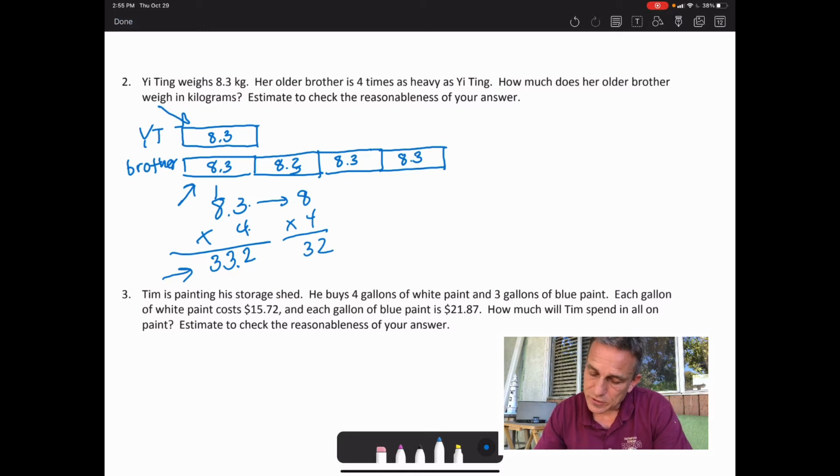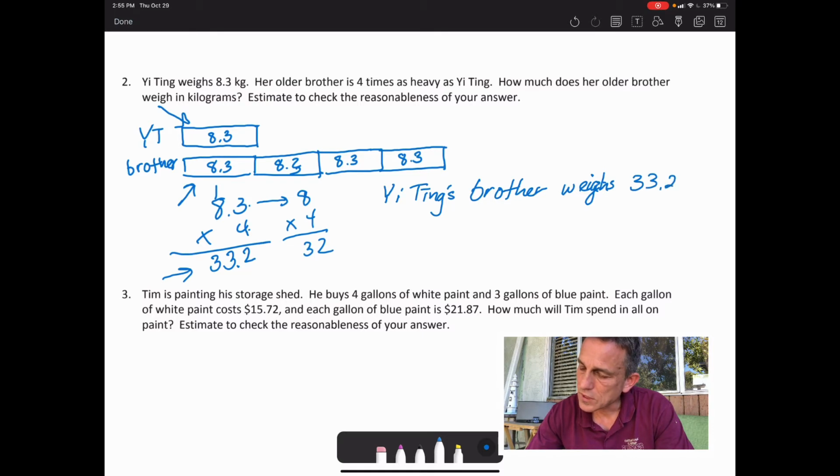So I estimated to check the reasonableness of my answer, and I have one more thing to do, and that is to write the answer in a complete sentence that answers the question. It says, how much does her brother weigh in kilograms? So Yi Ting's brother weighs 33 2/10 kilograms. And that's how we do the first one.